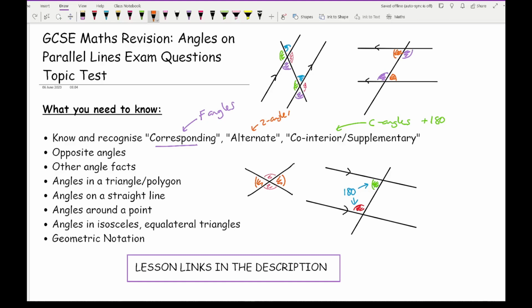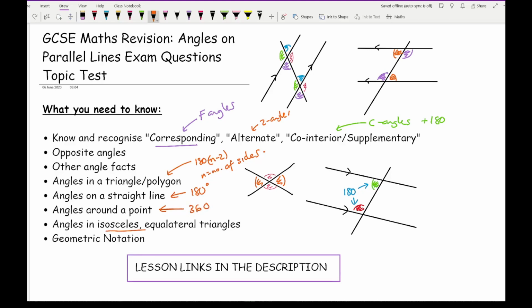Other angle facts: angles inside a triangle add up to 180. For angles inside a polygon, it's 180 multiplied by n minus 2, where n is the number of sides. But more often than not it's just angles inside a quadrilateral or a pentagon, so you just need to know that. Angles on a straight line add up to 180, and angles around a point add up to 360.